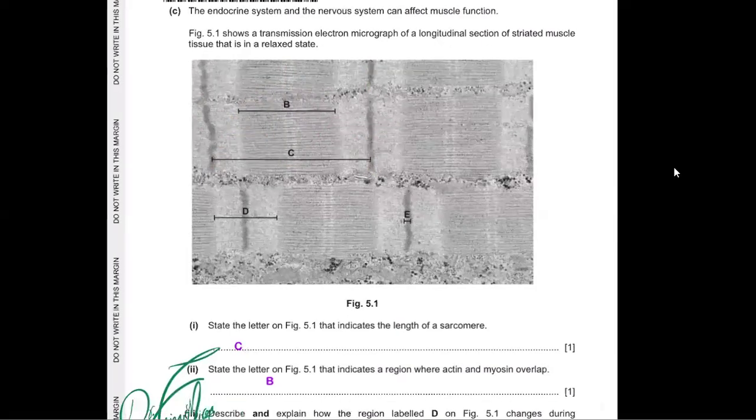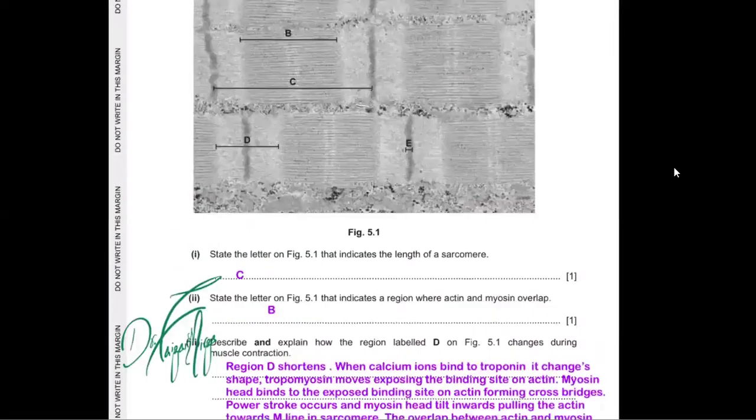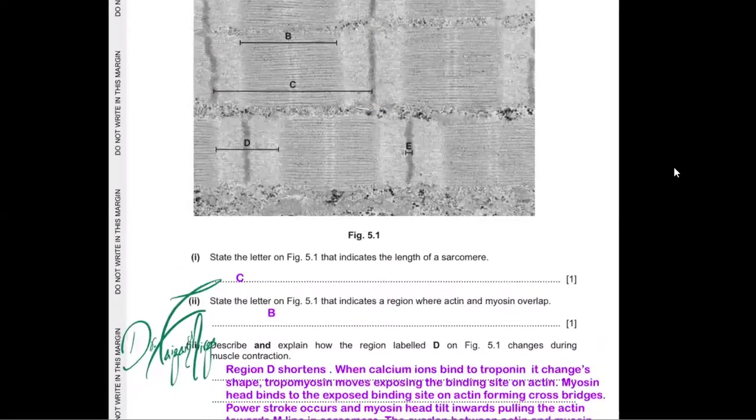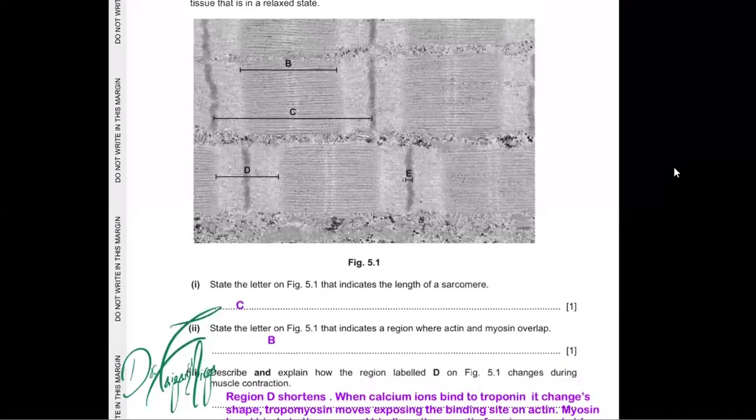State the letter that indicates the length of a sarcomere. So the length of a sarcomere is from this disc to this disc, between two Z discs, you can say, and this is the sarcomere. State the letter that indicates the region where actin and myosin overlap. So actin and myosin overlap in the region where you have more of this particular thing. For example, the region B, in which there will be an overlap of myosin and actin together.